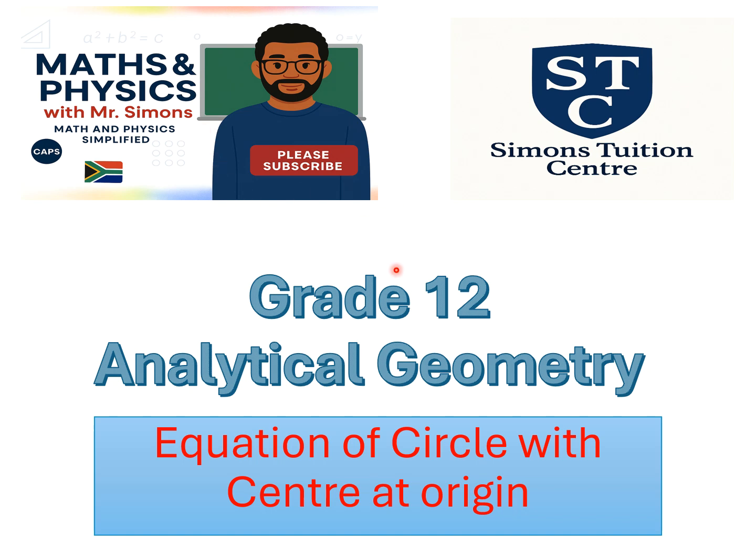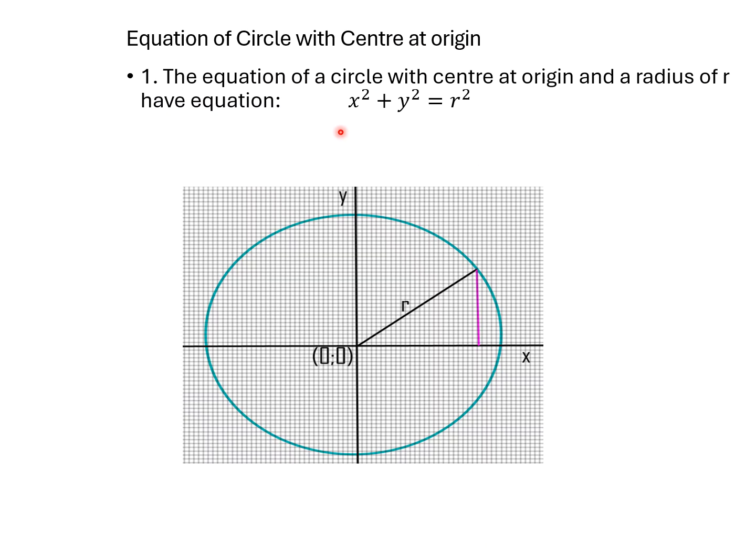Today we're doing grade 12 analytical geometry. In this first lesson, we're looking at how to find the equation of a circle if it has a center at the origin. Right, so the equation of a circle centered at the origin with a radius of r will normally be x squared plus y squared equals r squared.